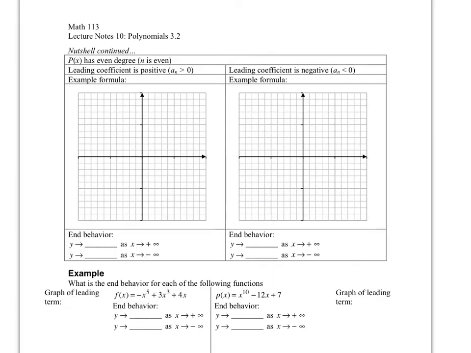If the exponent is even and the leading coefficient is positive, then the graph is going to look like this. It could do as many things as you want here, but eventually it's going to go up like that. And if it is negative, then it will start here and it will go down like that. So therefore, the end behavior is the following.